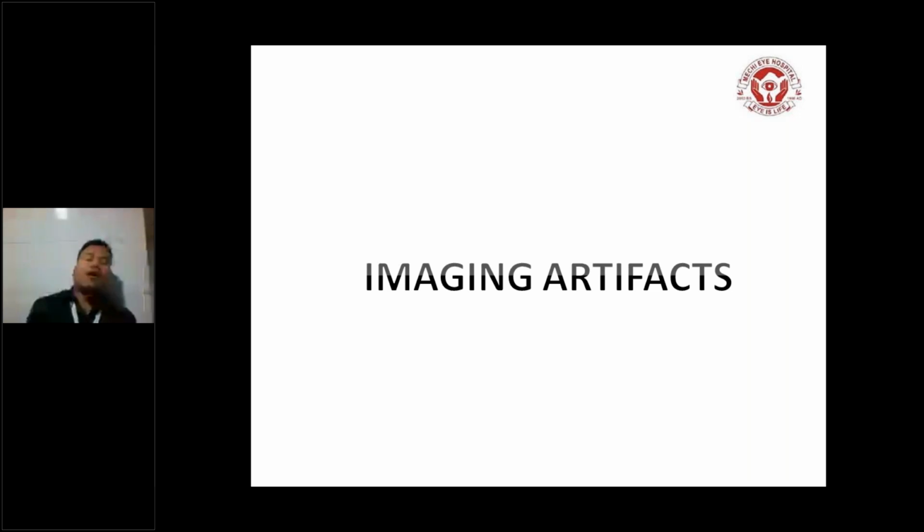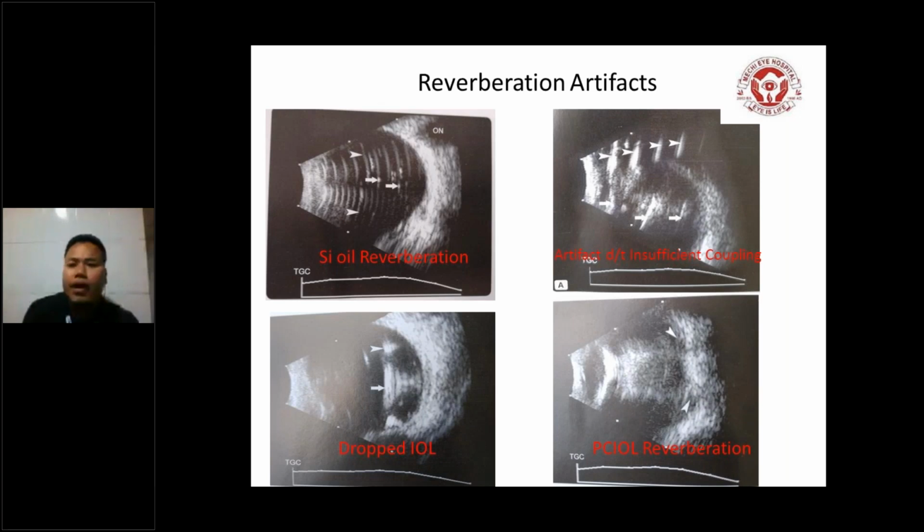So these are as follows: the reverberation artifacts. Artifacts happen due to insufficient gel between the eye and the probe. Suppose there is an air gap between the probe and the eye, then there will be artifacts. There will come some artifacts.